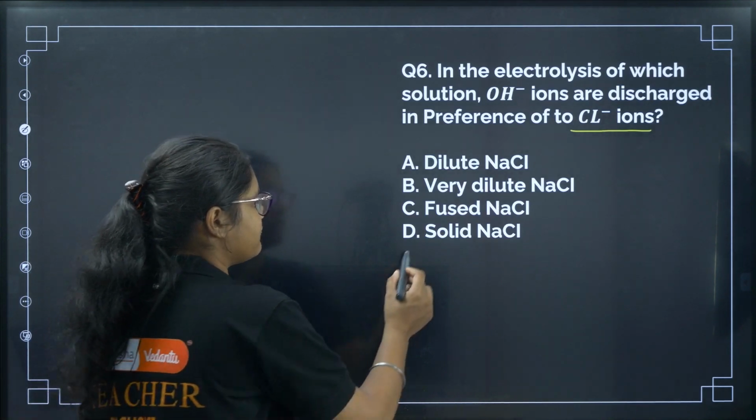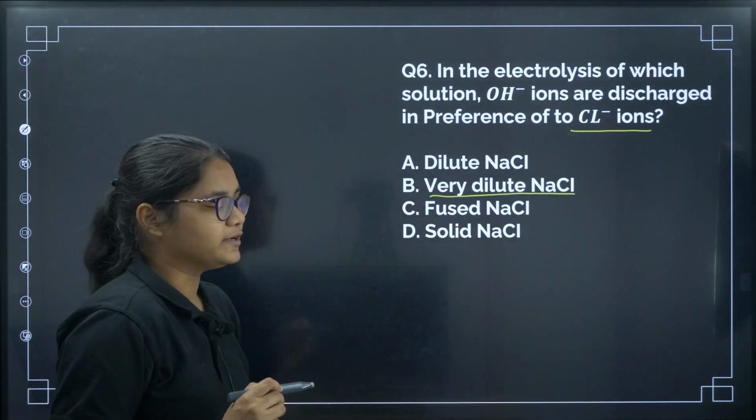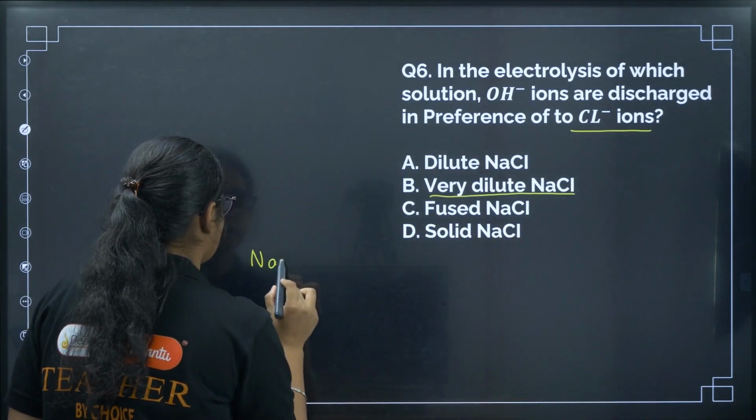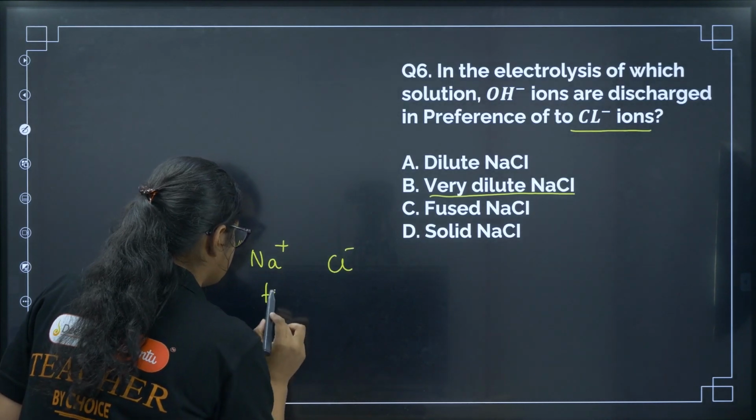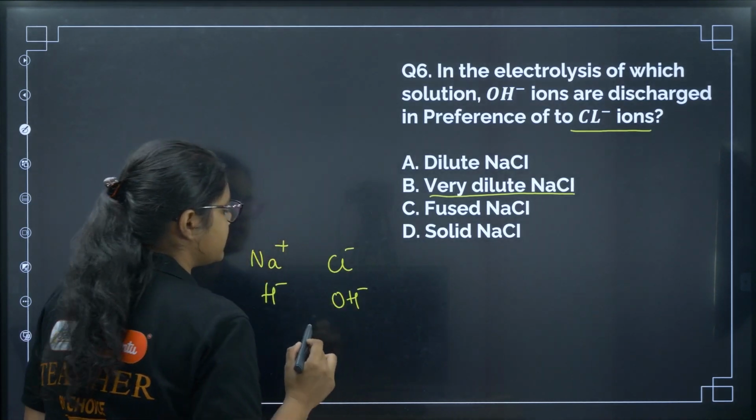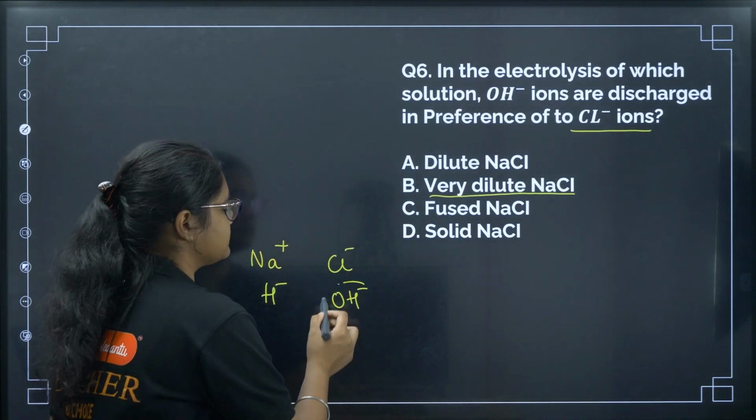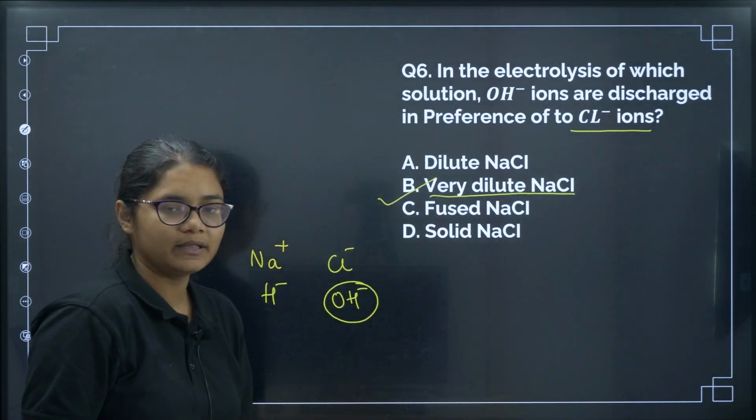So that is when you have a very dilute solution of NaCl, right? So we have here Na+ and Cl-, H+ and OH-. When the solution is very dilute, OH- will get discharged. So the correct answer is option number B.